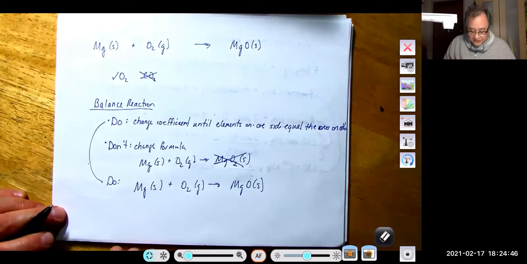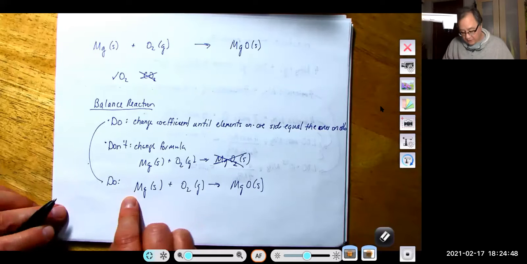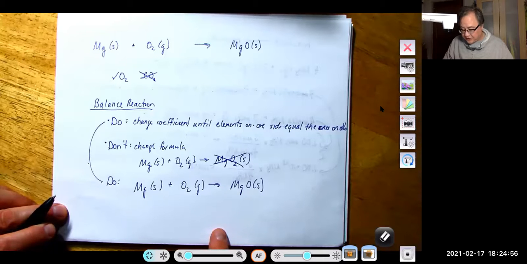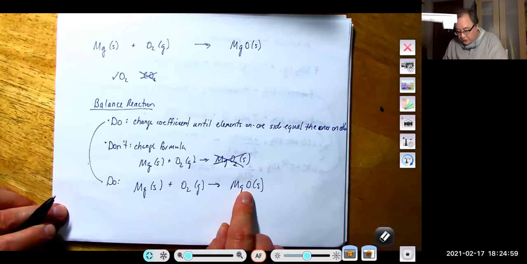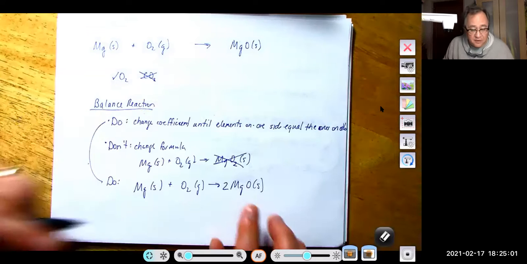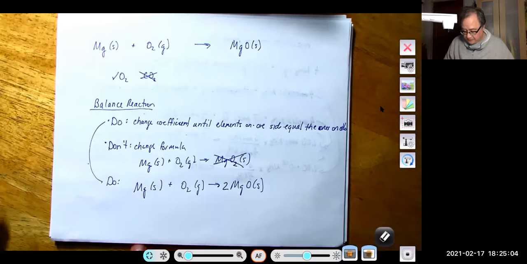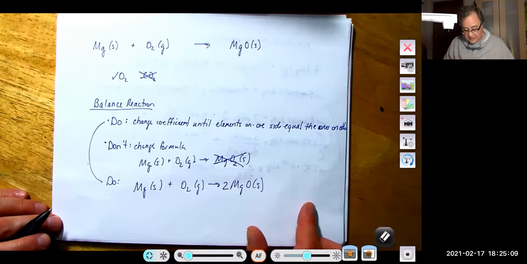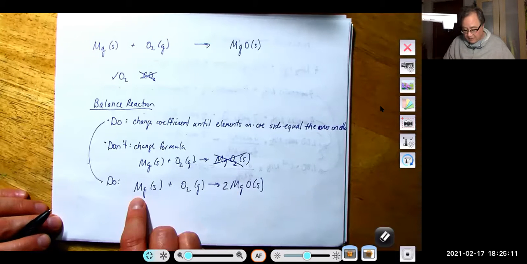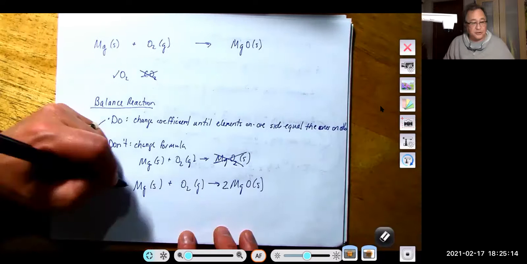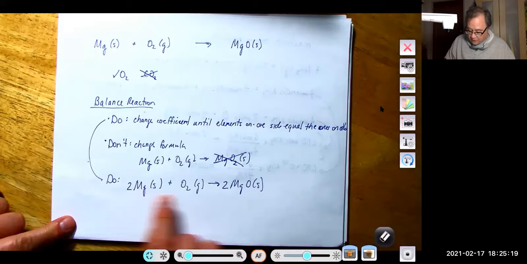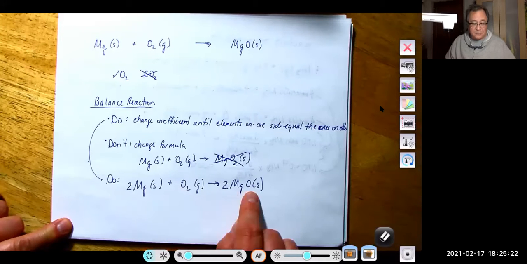When I balance reactions, I like to start at the left and work to the right. Here we have one magnesium, and here we have one magnesium, so we're good. Here we have 2 oxygens and here we have 1. So I'm going to put a 2 here so that now we have the correct number of oxygens on each side. Now, when I put a 2 here, that changes the number of magnesiums on the right side. And I only have 1 magnesium over here. So how am I going to fix that? I'm going to put a 2 there. So I have 2 magnesiums, 2 magnesiums, 2 oxygens, 2 oxygens, and we're balanced.